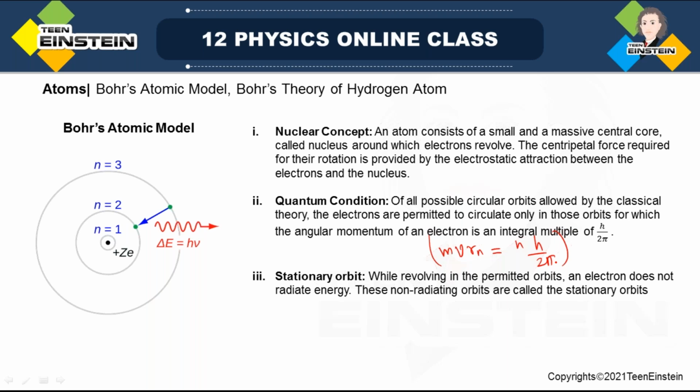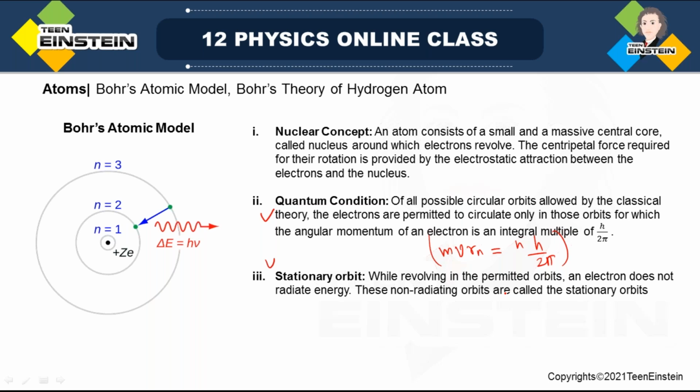Now see, the problem was that Rutherford's model was not able to explain the stability of the atom. Now see, in combination of this and this, the stability of the atom can be explained very well. While revolving in the permitted orbits, an electron does not radiate energy. So this is the point.